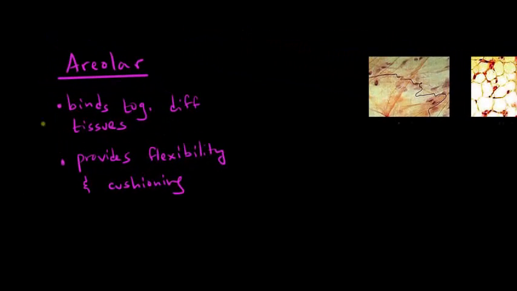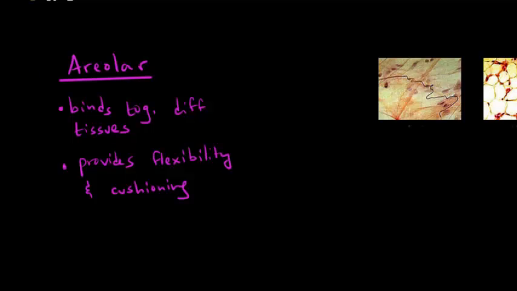And these cells are usually what's producing the matrix. Let's look at some connective tissue in more detail. The first we'll talk about is areolar tissue, which is this tissue right over here. Areolar tissue is a very common type of connective tissue. It binds together different types of tissue and it provides flexibility and cushioning.